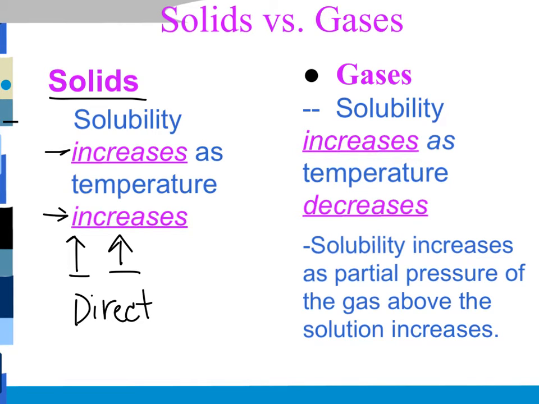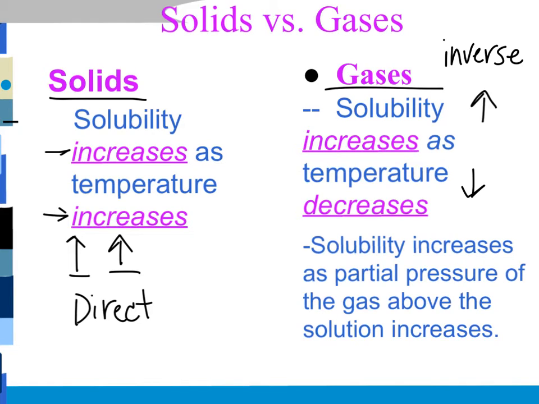A direct relationship. Now, gases are the opposite. So you can see here, solubility increases when the temperature decreases. So solubility goes up, temperature goes down. This is what we call an inverse relationship or an indirect relationship. So your gases are more soluble in colder temperatures, whereas the solids are more soluble in warmer temperatures.